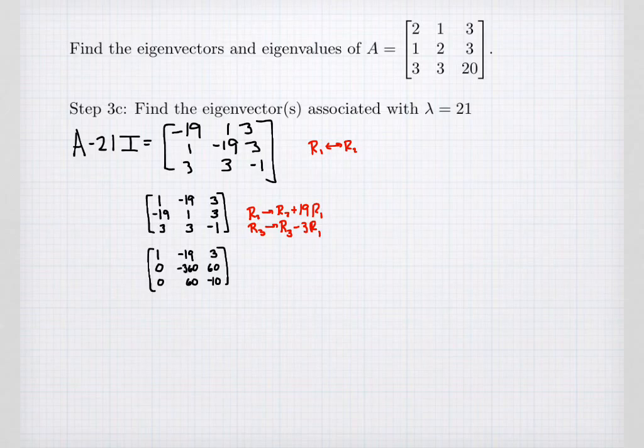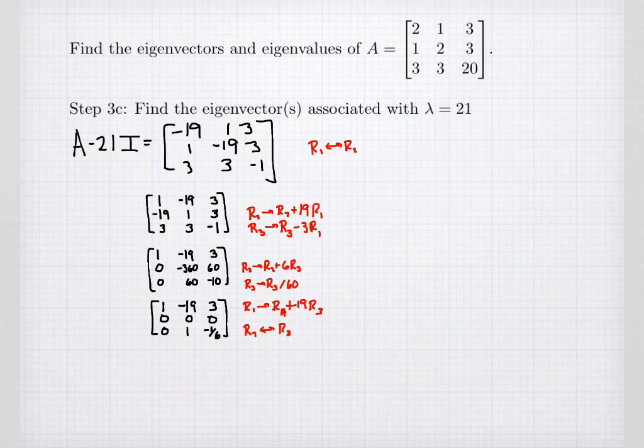I need to get something that cancels. In fact, it's easiest here to say I'm going to replace row 2 by row 2 plus 6 row 3. And then after that, I'm going to replace row 3 by row 3 divided by 60 to get rid of that leading term. Now I can get rid of this negative 19. Row 1 is row 1 plus 19 row 3, and then I'm going to switch row 2 and row 3, and I'll be in reduced row echelon form.